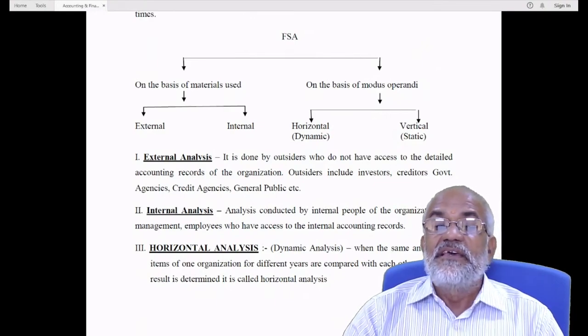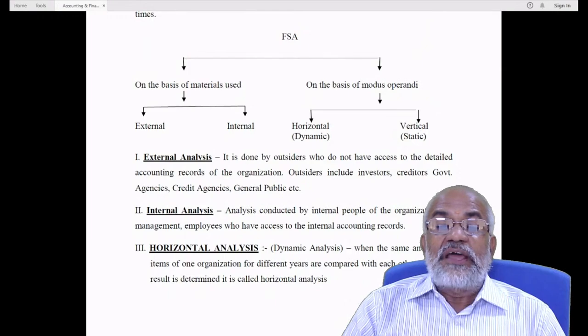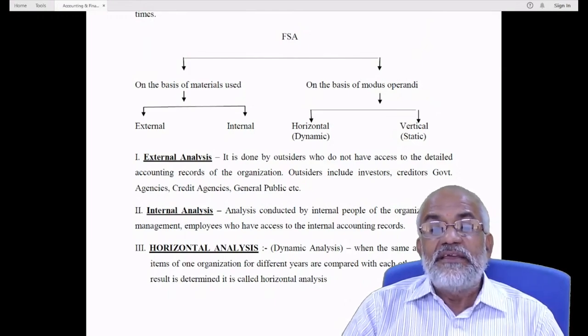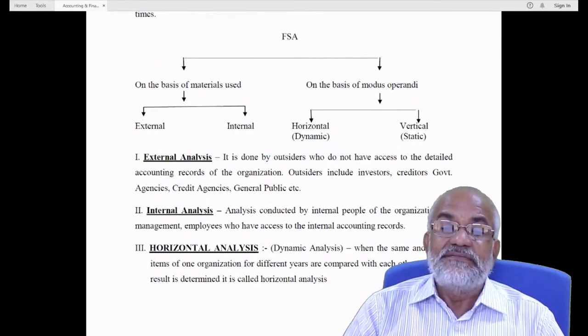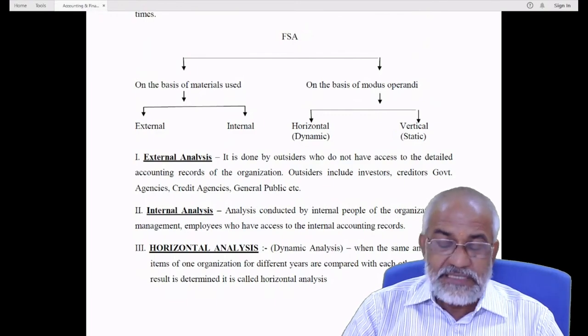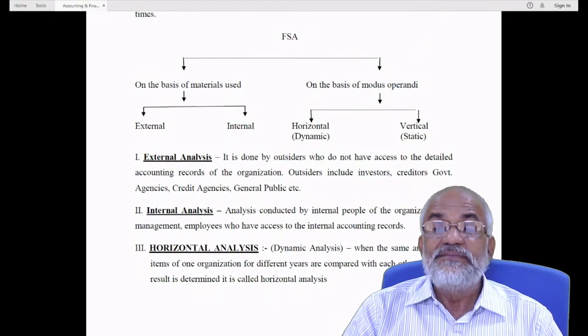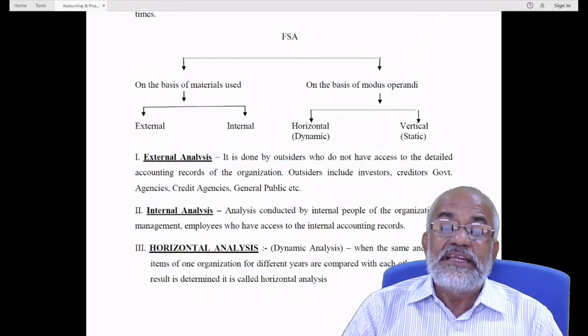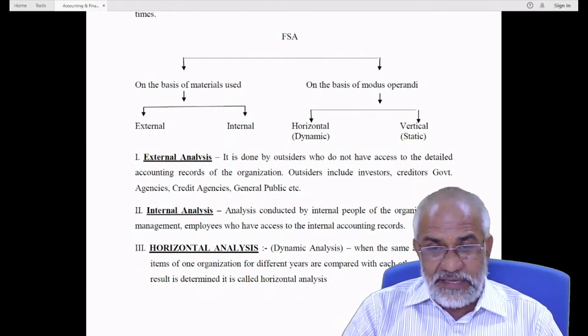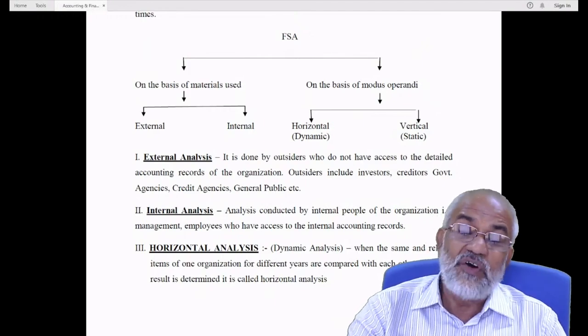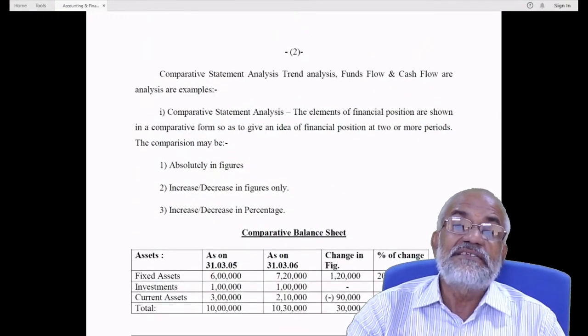That means the organization is one, the year is one, and items are different. That means for the same organization, different items which are related to each other for a particular year are taken into consideration for determination of any result. It is called the vertical analysis.